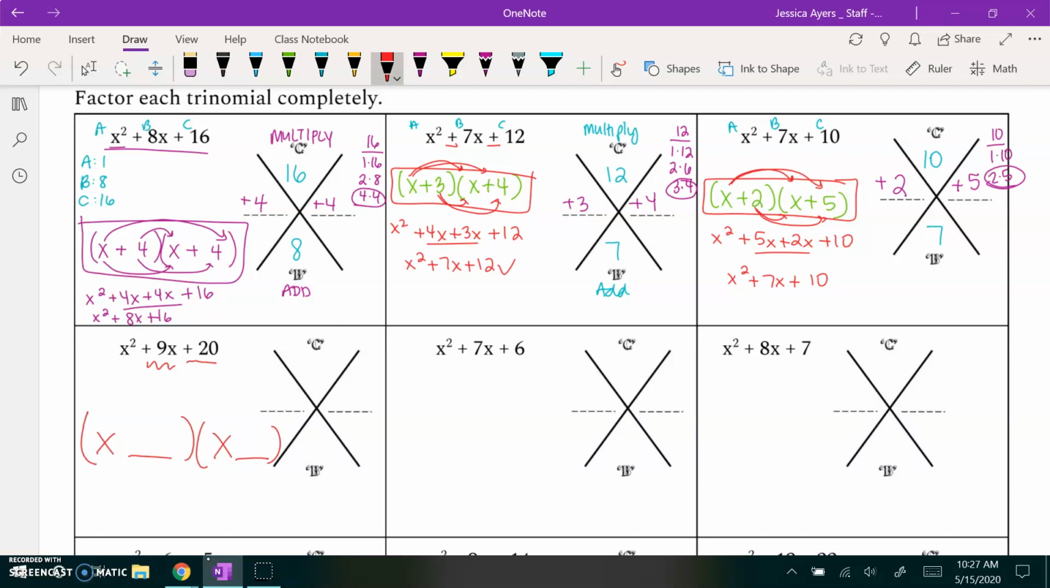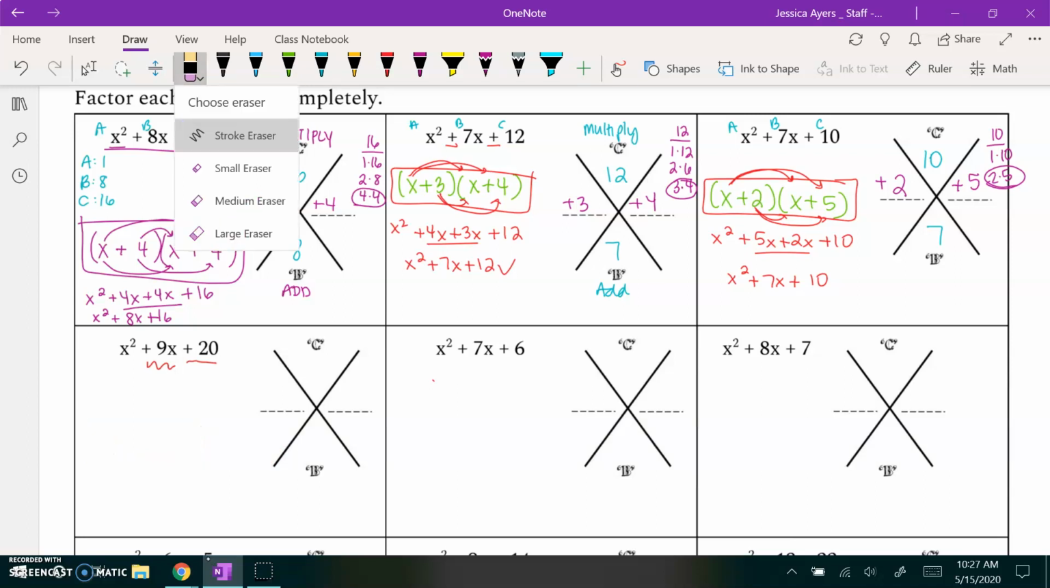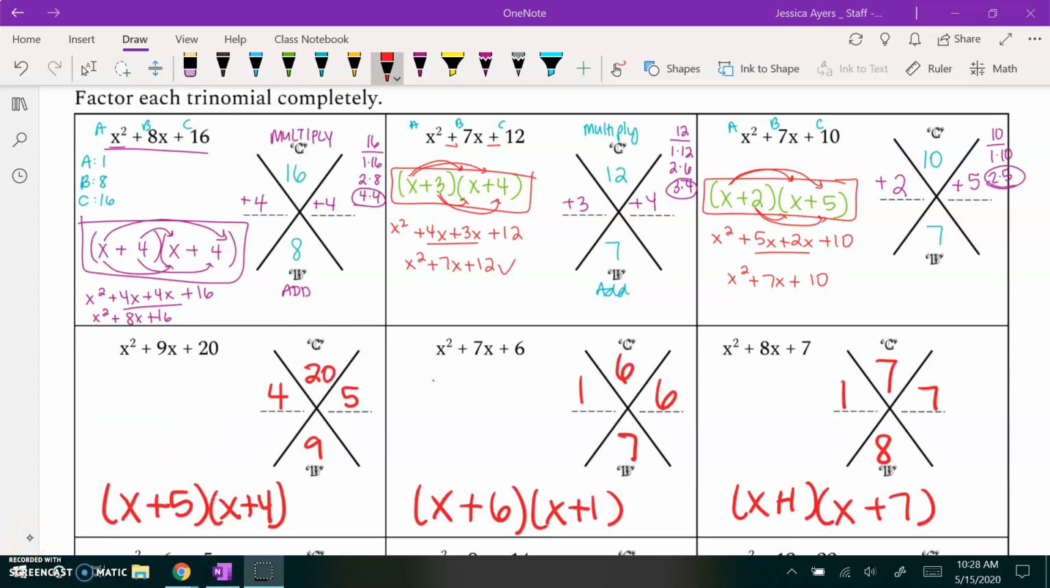So now go ahead, I want you to take a few minutes and do the next 3. Just do these 3 and then come back and we'll check the work. So here are the answers to the next 3. When you want to multiply to be 20 and add to be 9, you get 4 and 5, because 4 times 5 is 20 and 4 plus 5 is 9.